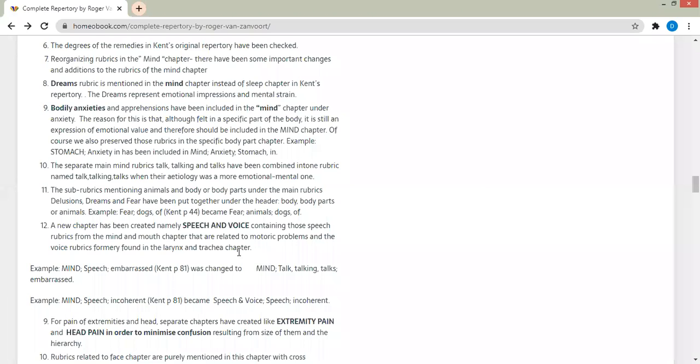So in complete repertory, it became speech and voice in the section speech and voice, because this was the newly added section. So we cannot find the rubric related to speech in the mind section as in Kent repertory, but speech and voice is a separate chapter in complete repertory. So under the speech and voice chapter, the rubric is speech and the sub-rubric is incoherent.